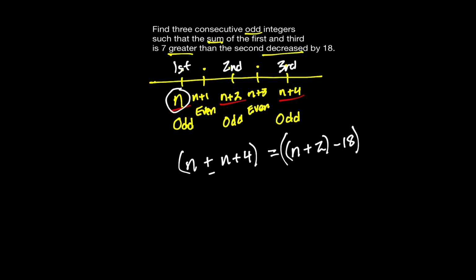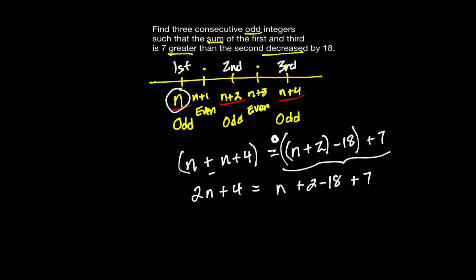So this whole thing has got to have 7 added onto it, because the problem says the sum of the first and third is 7 greater than the second decreased by 18. So a lot of this is just going to add up anyway. I don't have a lot of things that I'm doing in terms of multiplying here. So let's go ahead and wrap this one up. So on the left-hand side, we have 2n plus 4. On the right-hand side, I can safely remove all of these parentheses because there's no negative signs out in front to worry about. You don't have to distribute them. So n plus 2 minus 18 plus 7. So again, remember, if this one is greater than this one, I have to add 7 to this one to make it equal. So 2n plus 4.